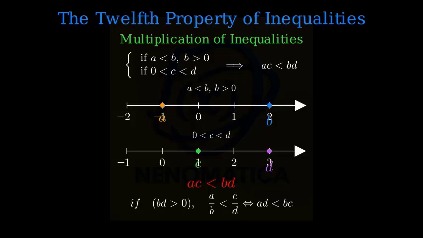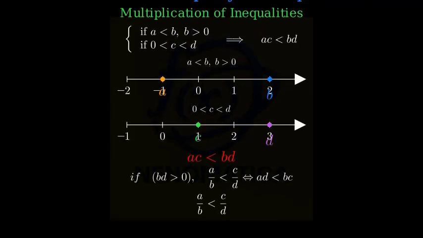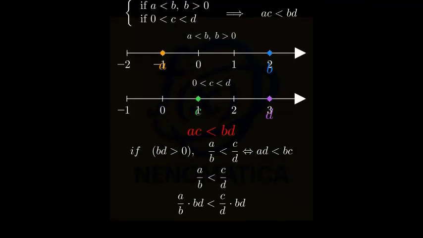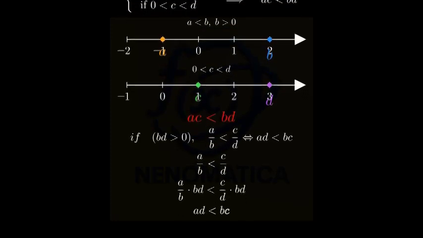Let's see how this is equivalent to our original property. Let's prove that these two forms are equivalent. We start with a over b is less than c over d. Since b and d are both positive because b times d is greater than 0, we can multiply both sides by b times d without changing the inequality direction. This gives us a times d is less than b times c, which is the conclusion in our alternative form.